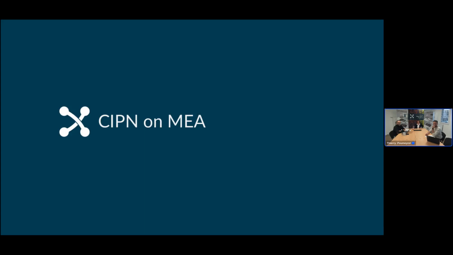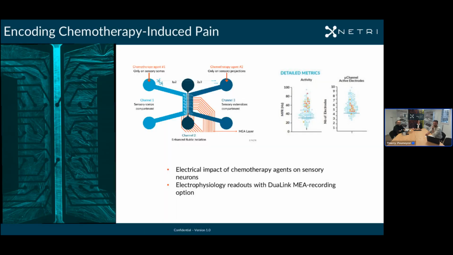Next, I think what you all would like to know is how to combine this with MEA. This is ongoing work, to be able to measure the electrical impact of those chemotherapy agents on sensory neurons, and really use the benefits of applying the drugs in the different compartments. You could also apply the drug on axons only, by putting it only in channel 3, to see if there is a specific effect on the axons only.